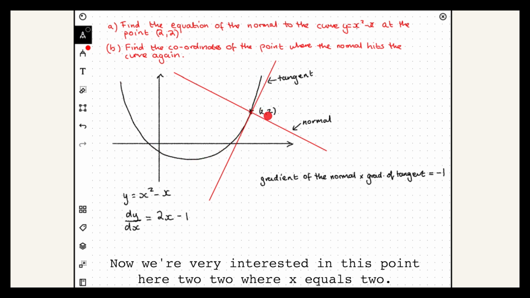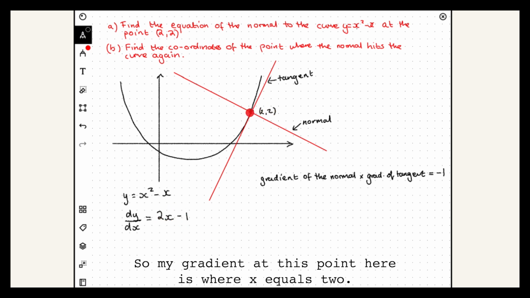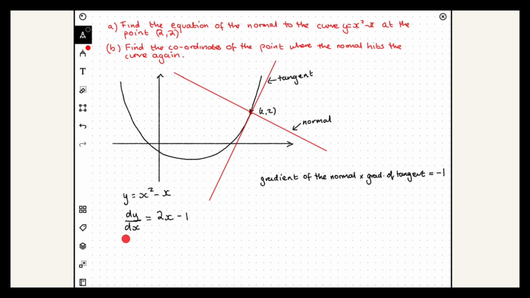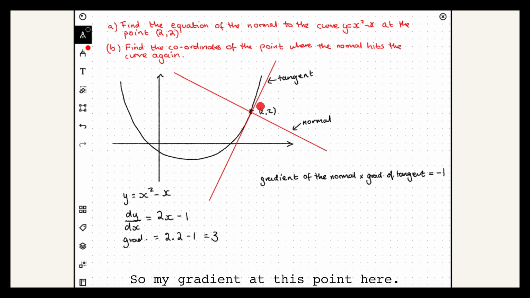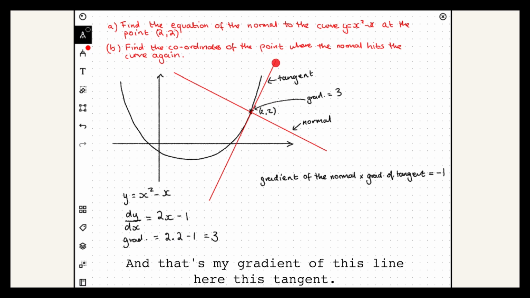Now, we're very interested in this point here, 2, 2, where x equals 2. So my gradient at this point here is where x equals 2. So my gradient equals 2 times 2 minus 1, which equals 3. So my gradient at this point here equals 3. And that's my gradient of this line here, this tangent.